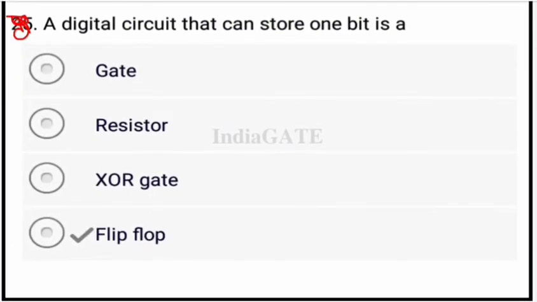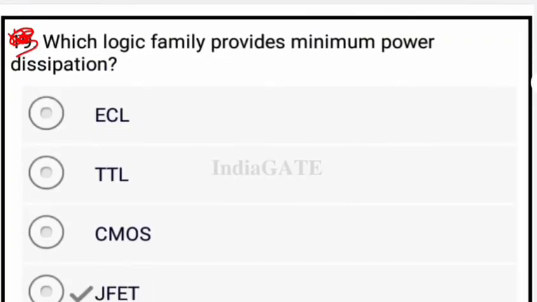A digital circuit that can store one bit is what? That is called your flip-flop. Okay. Now come to the next question. Next question is defined as which logic family provide minimum power dissipation? So correct answer is your JFET. JFET provides very low and minimum power dissipation. Okay, dissipation.